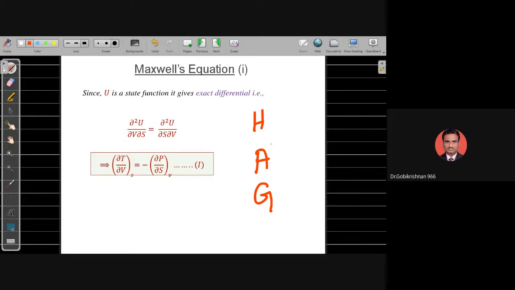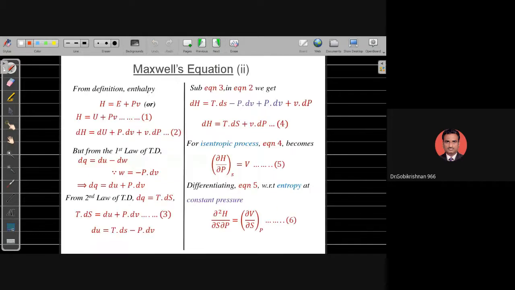Therefore, this is Maxwell's first equation. The next, Maxwell's second equation. All of you just listen here. In a similar way, it will be very easy to do. Let's see here. I have taken the second energy property. Previously, I started with the first energy property, internal energy. Here, we are going to start with the second energy property called enthalpy.